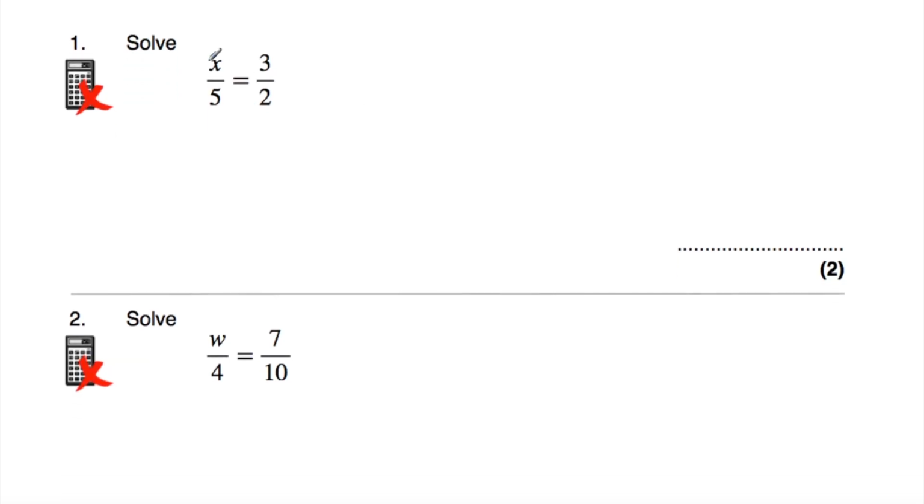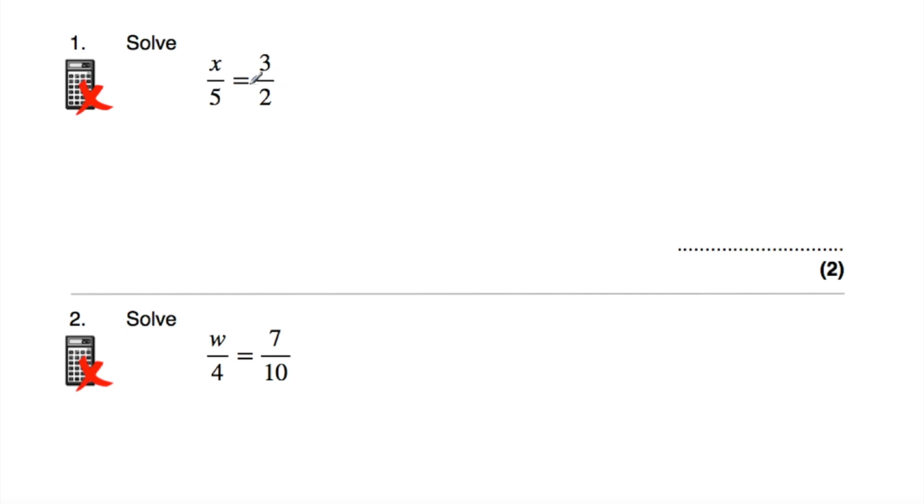Okay, let's have a look at question number 1. It says solve x over 5 equals 3 over 2. To solve this equation, as I talked about in video 112, you could use a method called cross multiplication to solve equations like this.